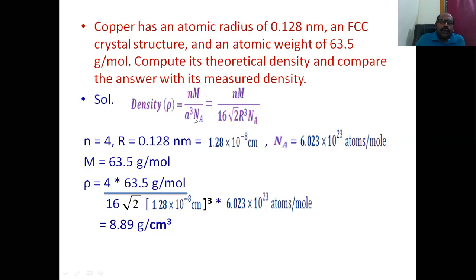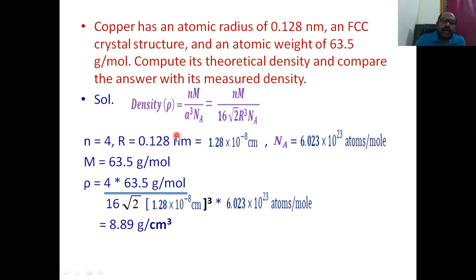density equals nM divided by a cubed times Na. Here n is the number of lattice points per unit cell, and capital M is the molecular weight. a is the lattice vector, and Na is the Avogadro number. Since FCC is mentioned, n is equal to 4, and the atomic radius is given.